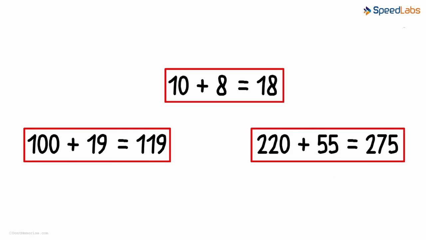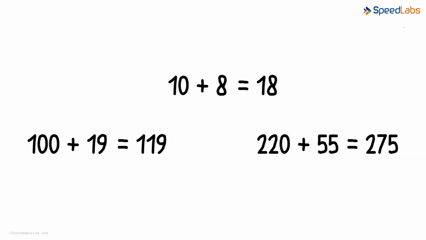Why are these numbers so easy to add? Well, this is because of the presence of zeros at the end. That is, zeros at the units, tens and hundreds place. Yes, whenever there are zeros present at the end of the numbers, our calculation becomes a little easier.